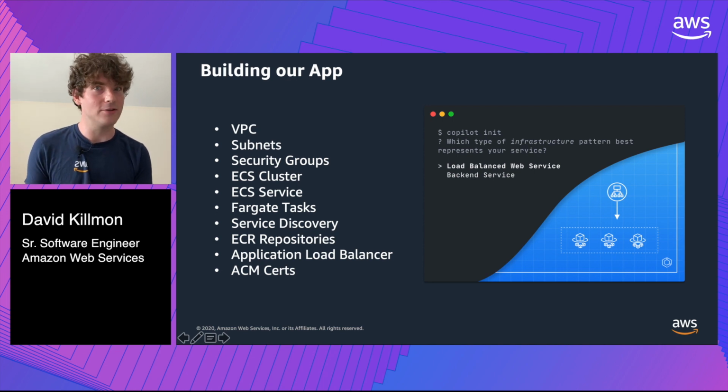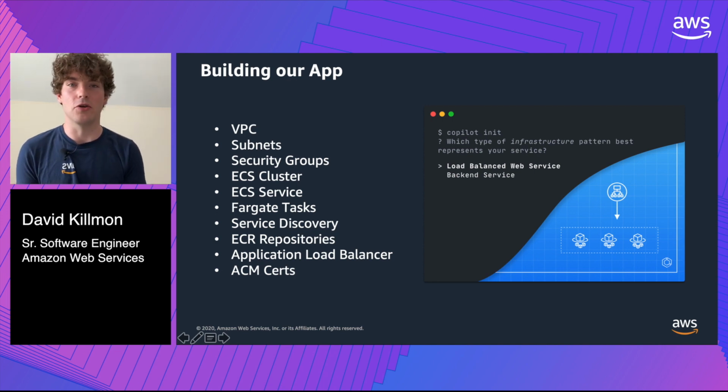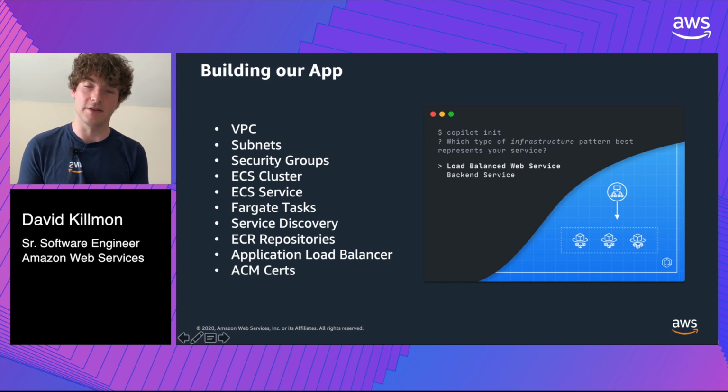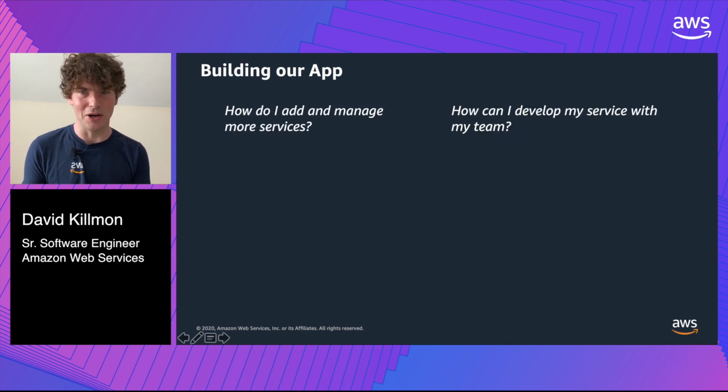But as we alluded to earlier, this is definitely not the only thing that you're going to have to worry about when you're setting up a service on AWS. There's more. How do I add and manage more services in the future? I want to have a microservice architecture from the get-go, or I want to start splitting my monolith up into lots of smaller services. And how can I develop my service with my team? We've talked a lot about individuals being able to build a service, but how do you work with a bunch of different teams to help build your application?